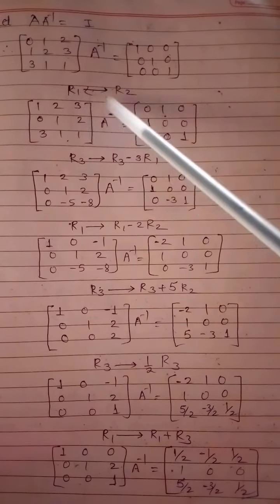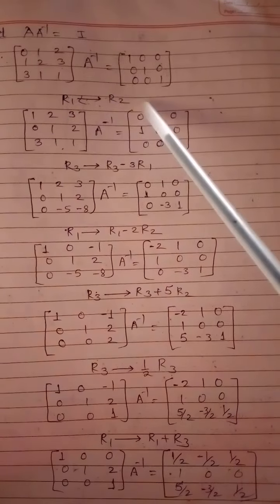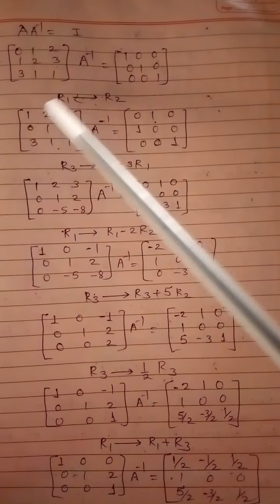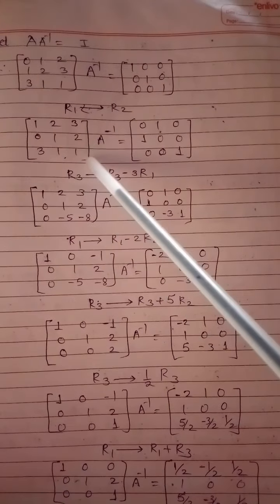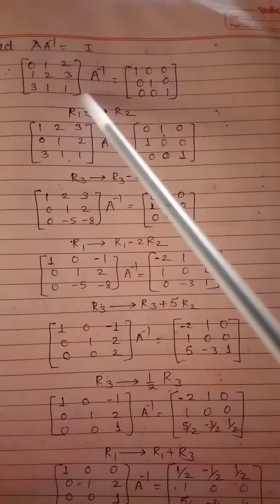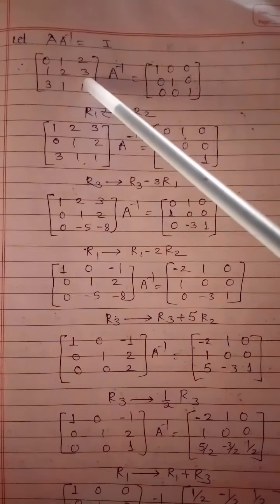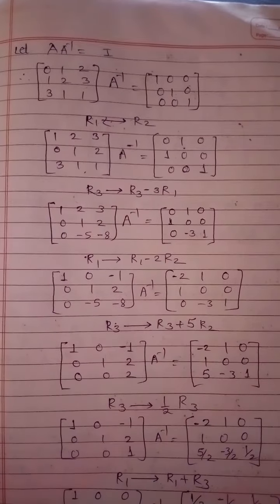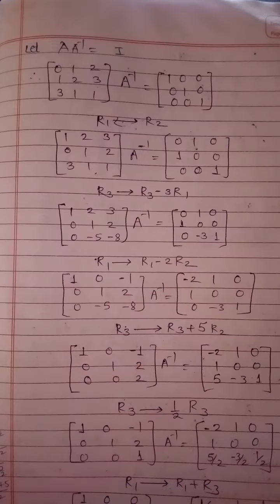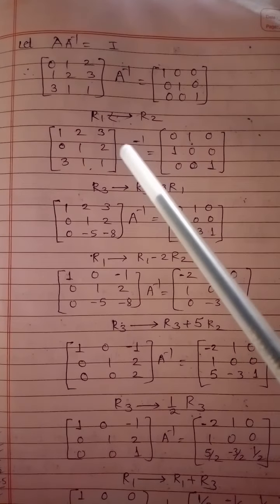So 1 2 2. Here first we make a change, that is we just exchange R1 and R2. So just make a change in R1 and R2. You have to write down R3 as it is, so 3 1 1 is as it is. There is a change only in R1 and R2. So you have to write down R2 as R1. So 1 2 3 is R1 and 0 1 2 is R2.